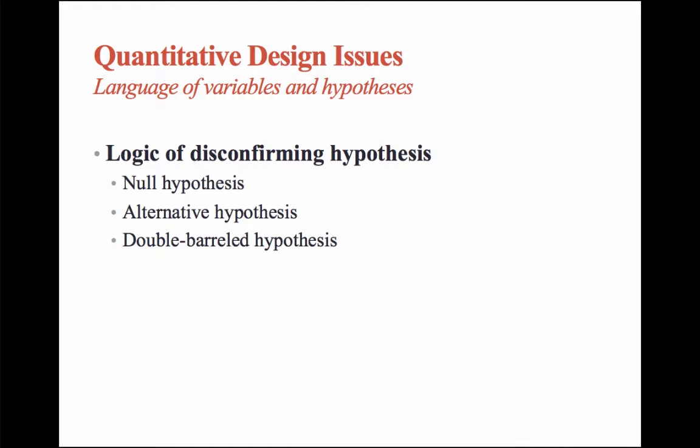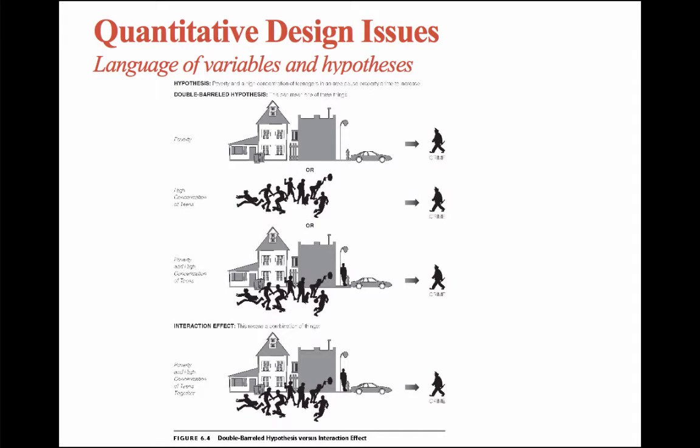But you don't want to commit a double-barreled hypothesis. This is the one where you have two independent variables, but it's unclear which one is having the effect on the dependent variable. And you see that right here.